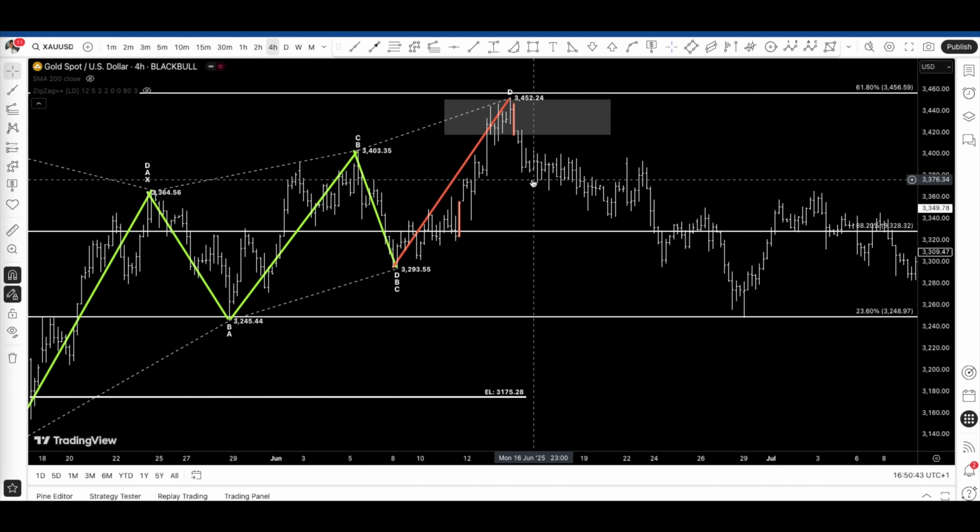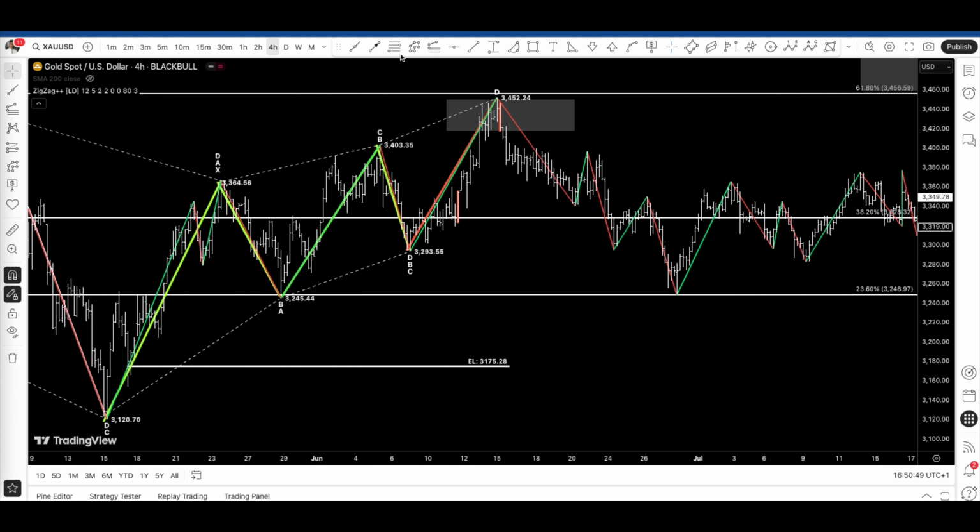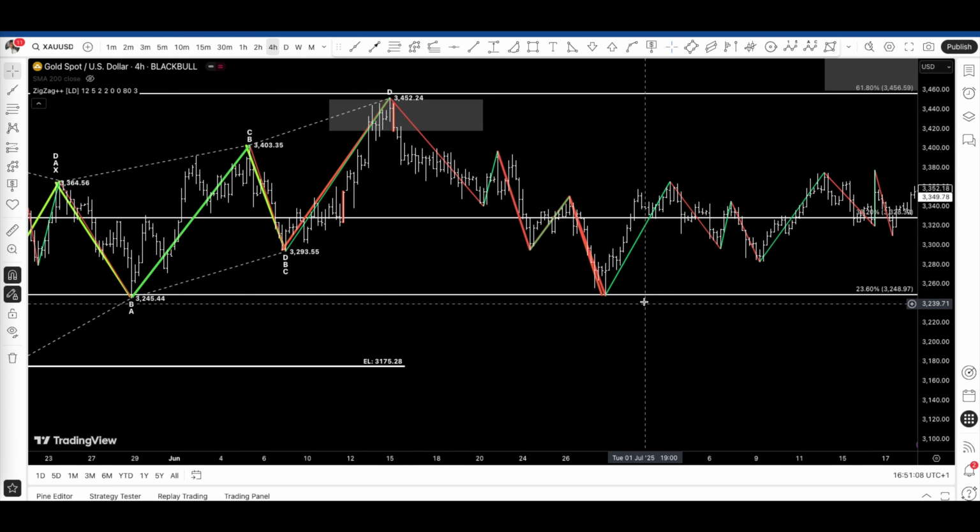Here we can identify another pattern, which is the AB equals CD. So we have this swing down here. If we copy and paste that, it is equal in length. So we have an AB equals CD here as well. That was another pattern that I trade to target 1 and 2.